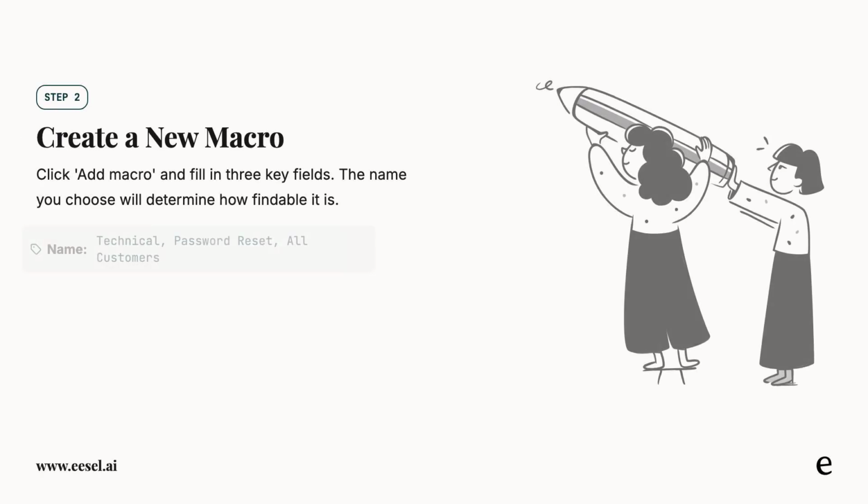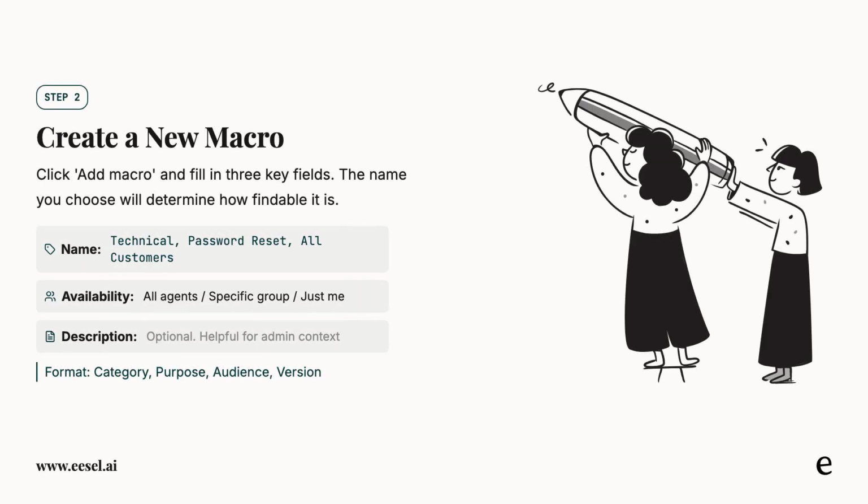Fill in 3 key fields: the name, the availability setting, and an optional description. The name determines how findable your macro is, so use a consistent format like category, purpose, audience. For example, technical, password reset, all customers.